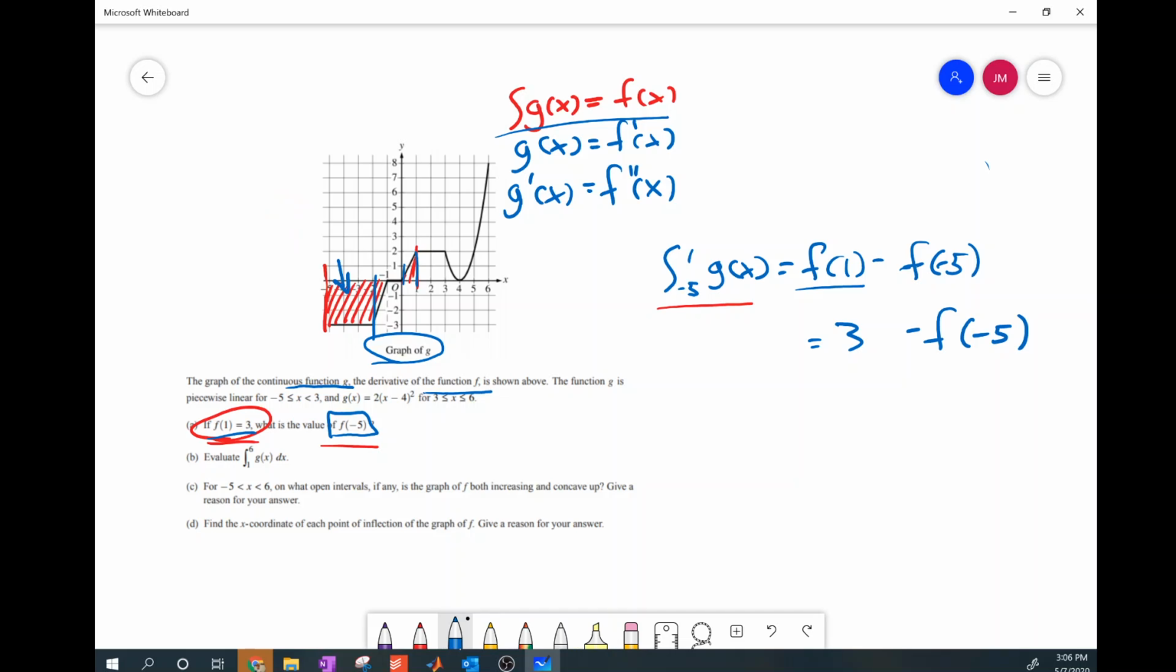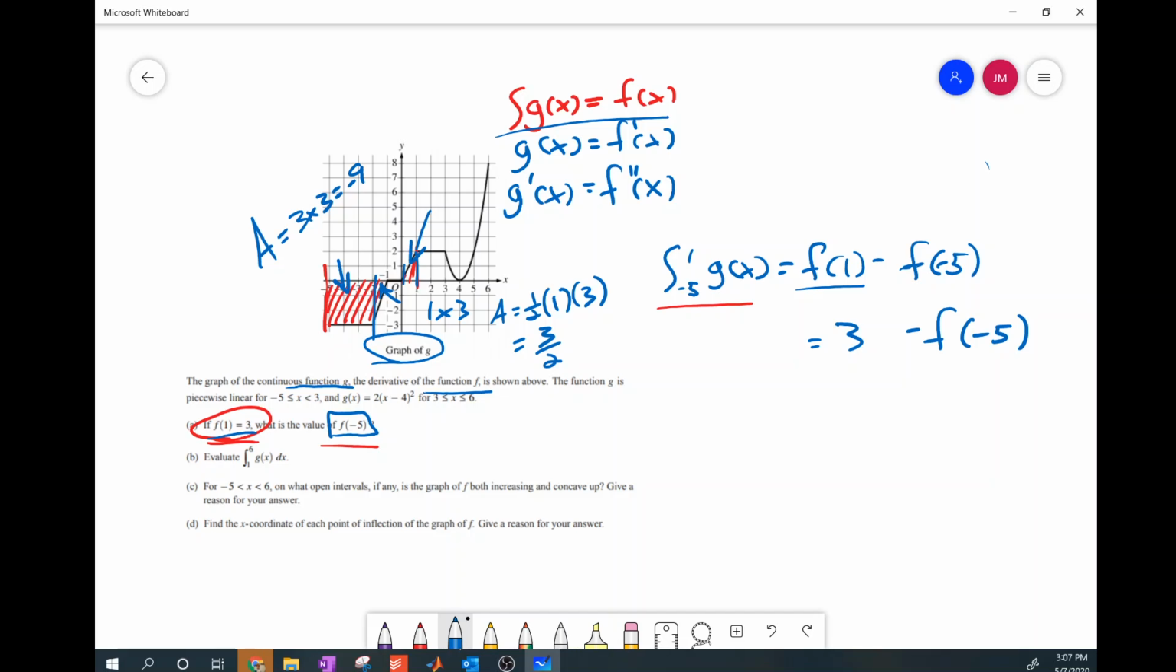So the area of our first section is going to be 3 times 3, which is 9. But it's a negative area because it's under the x-axis. The area of our second figure is a 1 by 3 triangle. So the area is 1/2 times base times height. And that'll give you 3 halves.